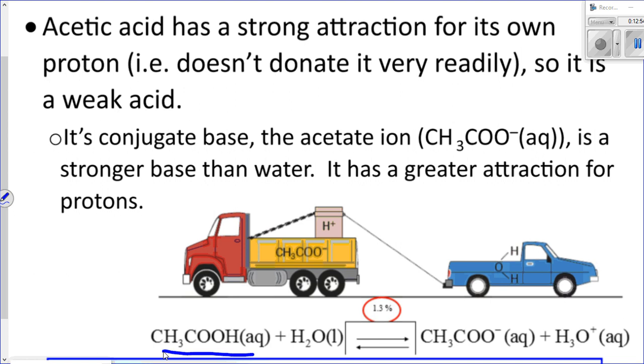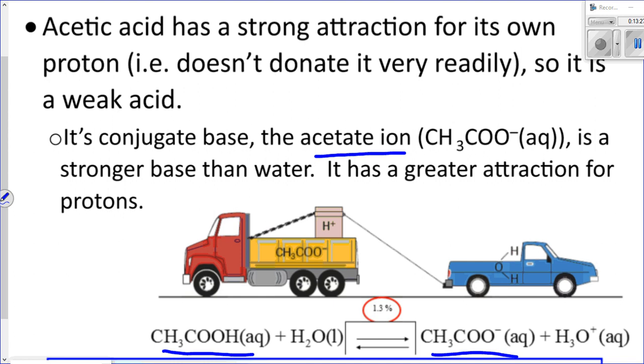So acetic acid is a weak acid because it doesn't readily donate a proton. So reminder, the definition of an acid is something that donates a proton. So this weak acid, it will donate its proton, but it really doesn't want to. It has a strong affinity for it. Affinity means it has a strong likeness, like it wants to hold on strongly to its own proton. And its conjugate base, the acetate ion, so this guy right here, is a stronger base than water. It has a greater attraction for protons.